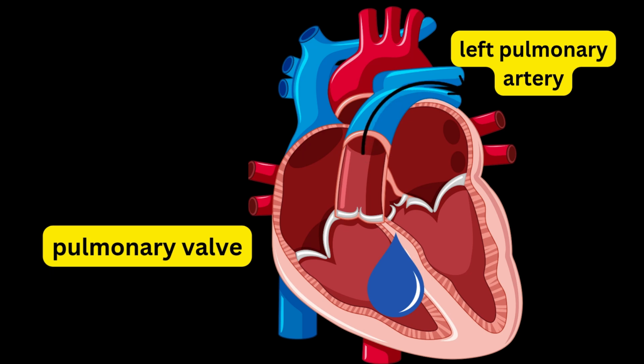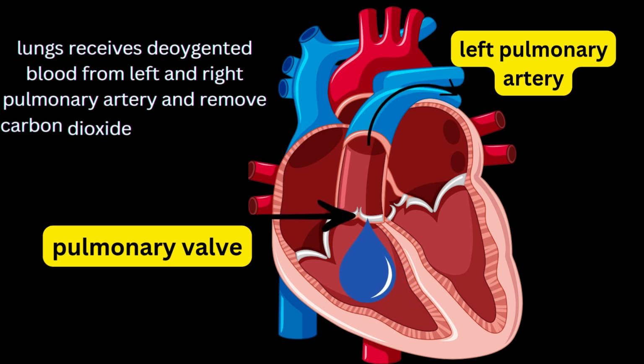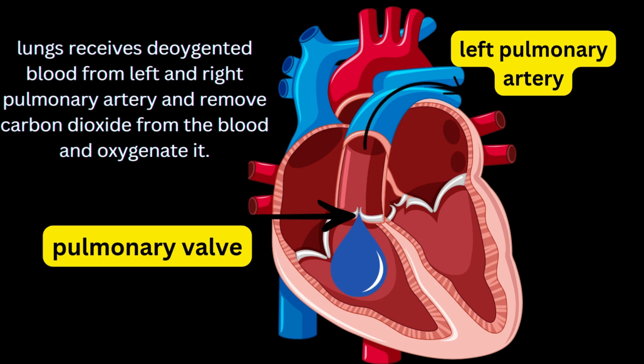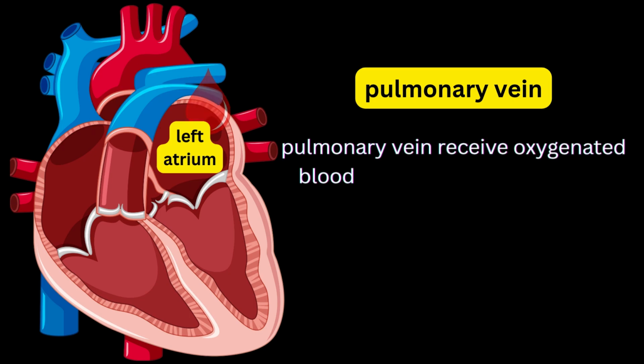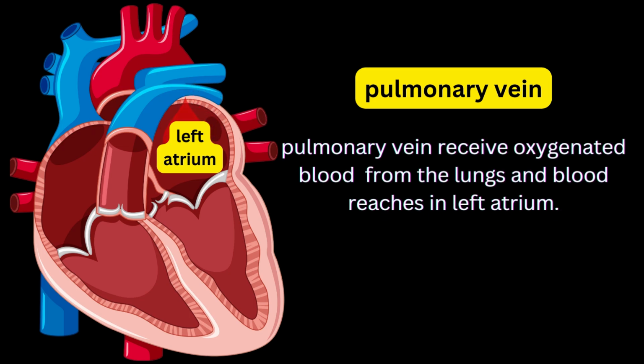Now when the right ventricle is filled with deoxygenated blood it contracts and the pulmonary valve is open, and all the blood is pumped from the right ventricle to the left and right pulmonary arteries, which are connected with the lungs. Deoxygenated blood is cleaned by the lungs and is returned back to the heart by the pulmonary vein.